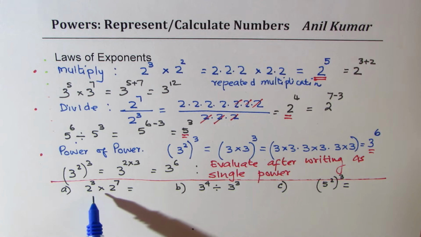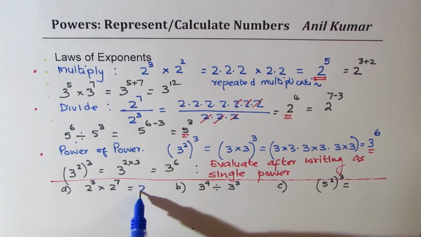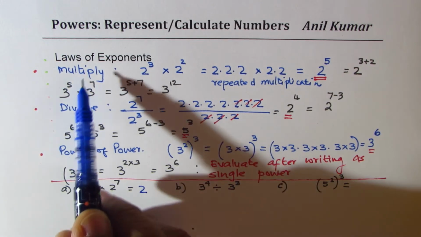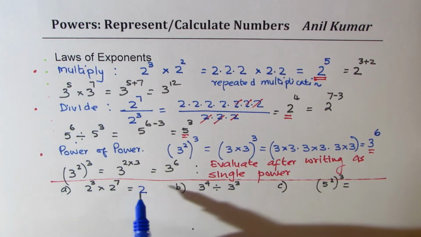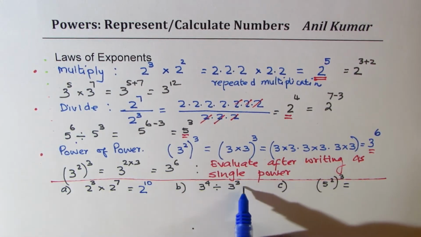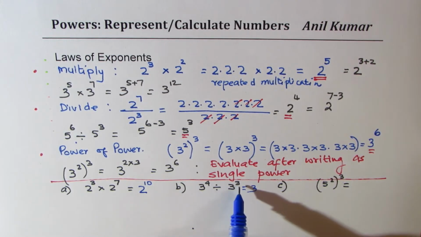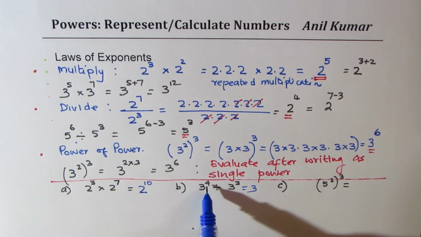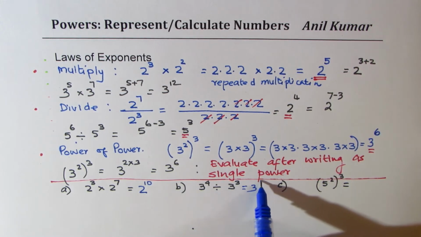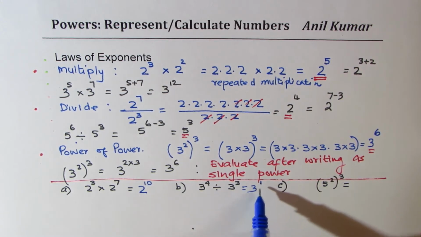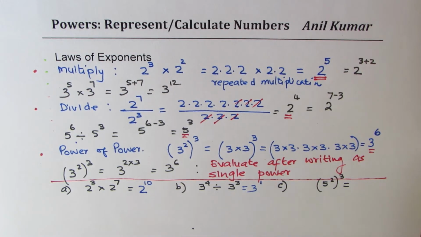So 2 to the power of 3 times 2 to the power of 7 should be what? So it's like multiplication. You'll add these powers. 7 plus 3 is 10. Now the next one is 3 to the power of 4 divided by 3 to the power of 3. Since it is divide, 4 minus 3 is 1. So whenever it is just 1, write the number 3 itself. Anyway, we'll get back to this.